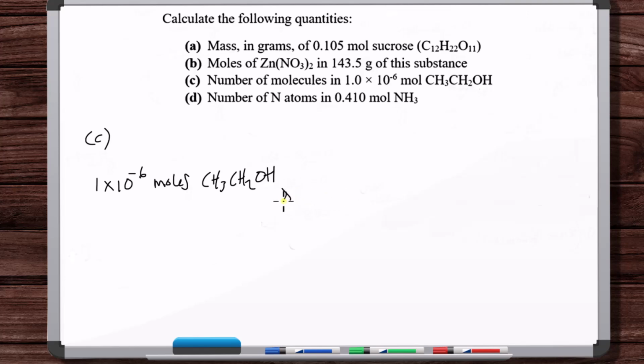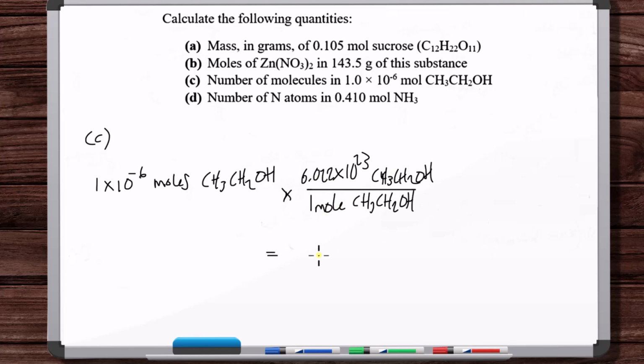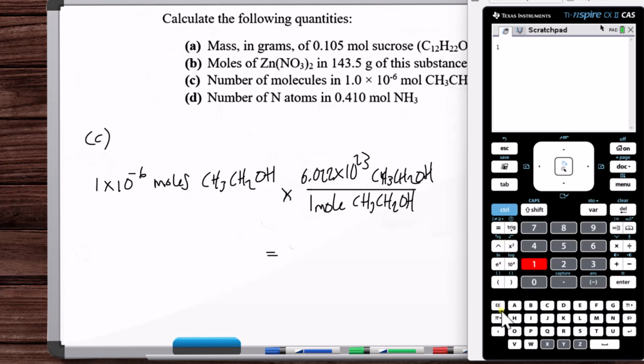Because for every 1 mole of these molecules, there's 6.022 times 10 to the 23rd of these molecules. It'd be the same idea if we put dozen here, then this would be 12. So 1E.